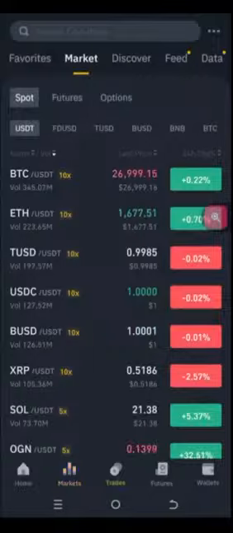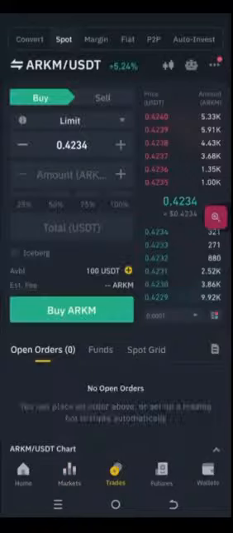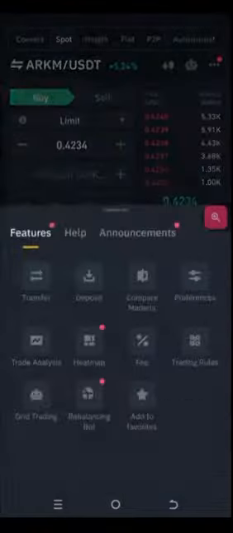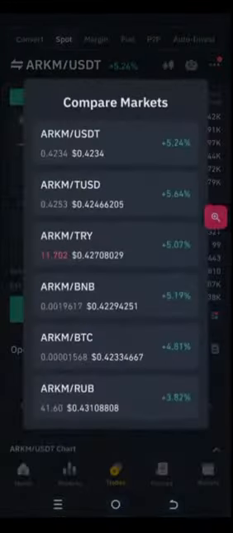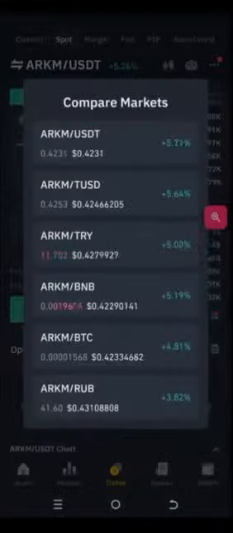So if I go to my spot trading section here and I click on the 3 dots, it will bring out a couple of things, and under it you will see compare market. Now, depending on the version that you have, it might be a little different. This is the updated version, right? So probably if you don't update your app, you might not see it exactly like this, but definitely you will see compare market somewhere along the line.